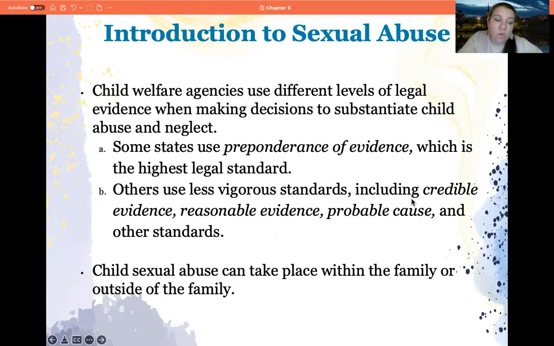Then also when we talk about child sexual abuse, again, it varies state to state depending on what legal standards they have for determining and substantiating whether or not sexual abuse has happened. Some states use a preponderance of evidence, whereas others use credible evidence, reasonable evidence, or probable cause. It's something that can happen within the family or even outside of the family as well.